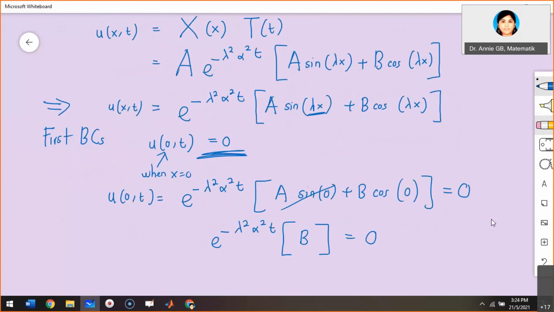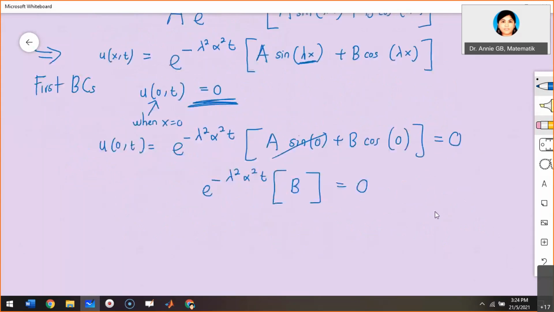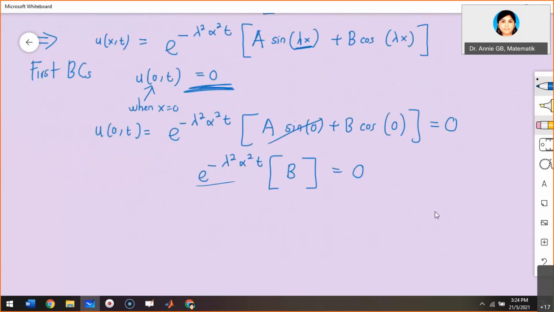Okay, so what can you say? So, saya boleh bahagi semua dengan eksponen ni, tinggal B sama dengan 0. B equals to 0. Okay, so that will make it easier. So, now my equation tadi bila B 0, dia akan tinggal sin sahaja.